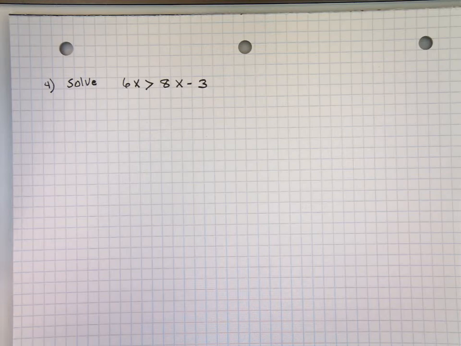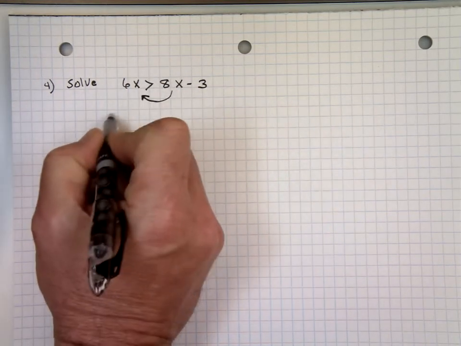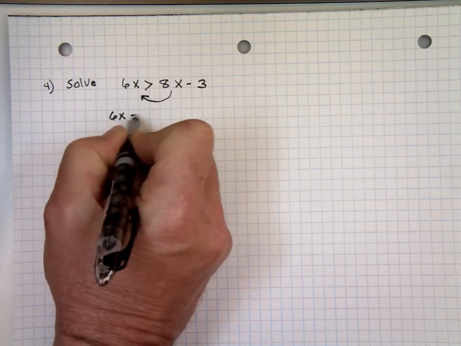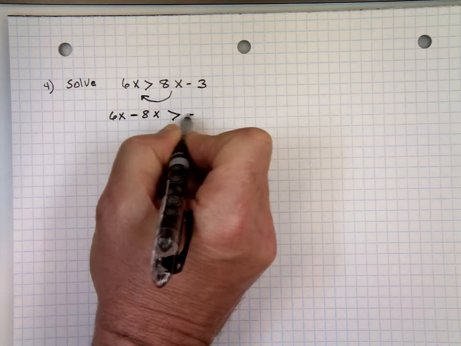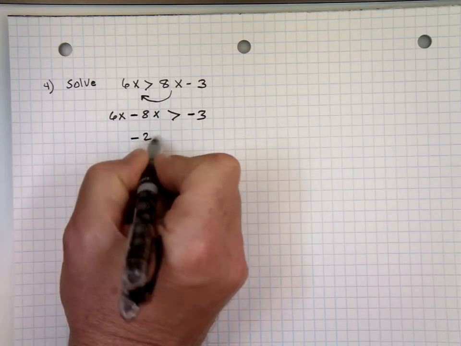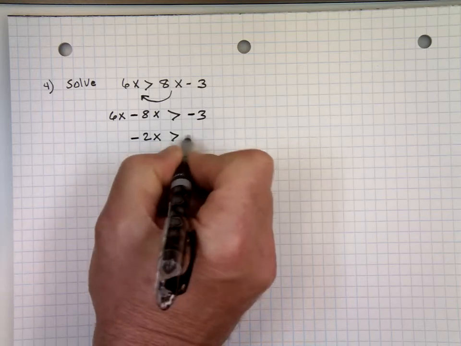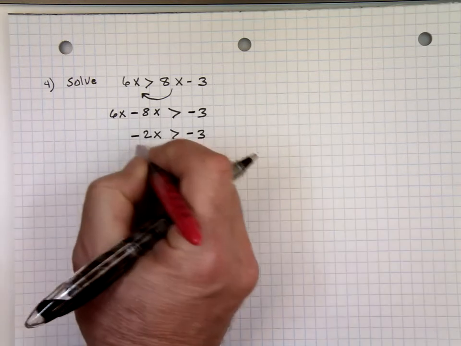I would get the 8x over to the other side. Yep, bring the 8x to this side, and you will have what? 6x minus 8x greater than what? Negative 3. What's 6x minus 8x? Negative 2x, right? And to solve for x, you got to do what now? Divide by negative 2.